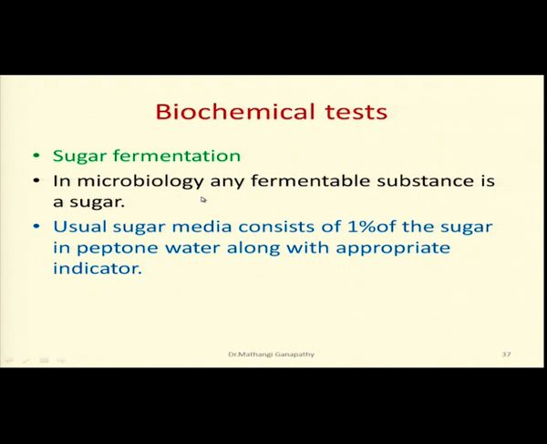Now, we are going to see some biochemical tests which are commonly used in the lab for identification of specific microorganisms based on the biochemical pathway or the metabolic products formed. A typical example is sugar fermentation. So, in microbiological terms, any component which is fermentable is called a sugar. Any fermentable substance is called a sugar, and usually sugar media consists of 1% of the sugar in peptone water along with an appropriate indicator.